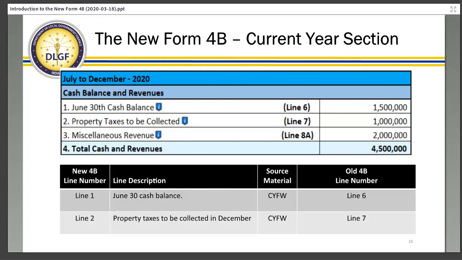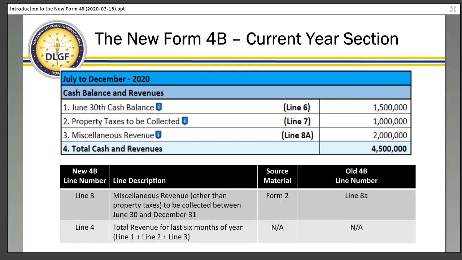The second thing we're going to look at is property taxes to be collected. So this is very often the amount you're estimating to collect in your December settlement. Also information we're getting from the current year financial worksheet. On the old form, it used to be line 7. We have that now in the second spot. So for this particular unit, they are expecting that they're going to collect $1 million during their December settlement.